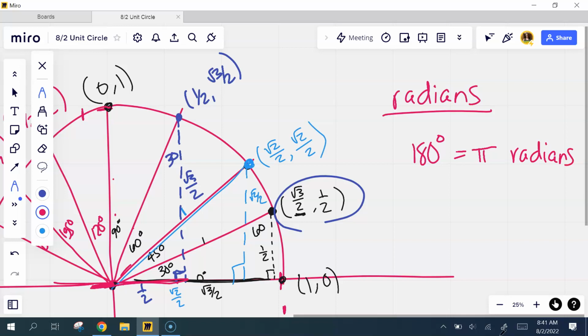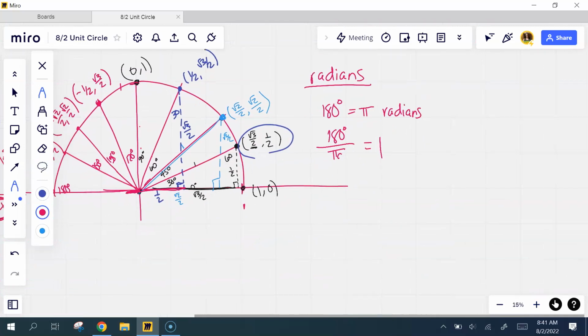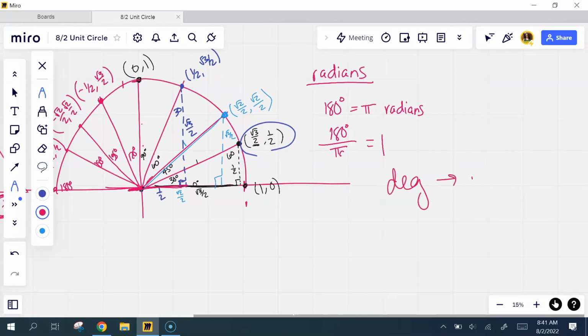Right. So if pi radians is 180 degrees, that means 180 degrees over pi radians is equal to 1 essentially, right? And we can multiply anything by 1 and it keeps the same value. So to go from degrees to radians, and again, you probably won't do this every single time you're trying to find something on the unit circle, but if you have a brain fart, I would multiply by pi over 180.